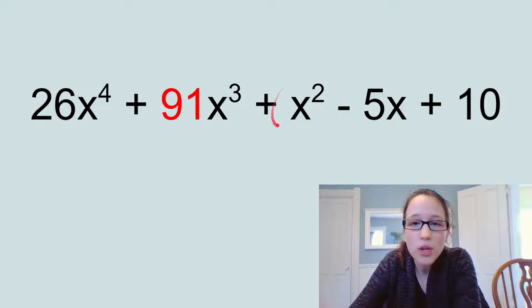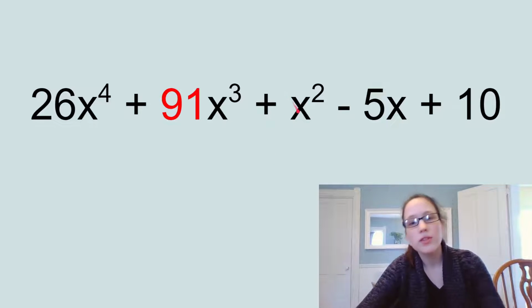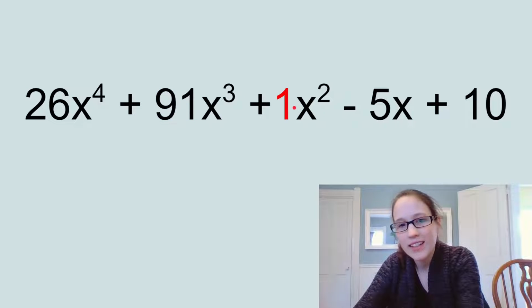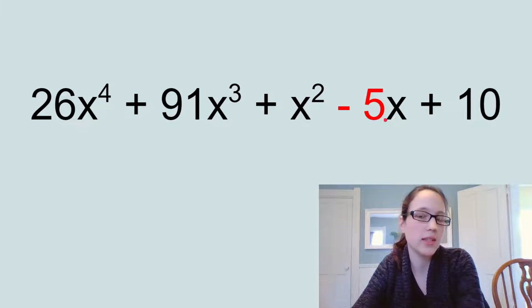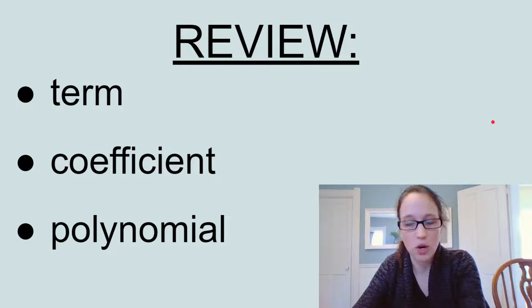On this term, I don't see a number in front of it. So what number is really there? It's a 1. You know that. And then this one is a little bit weird. You might accidentally say 5, but what do you think this coefficient really is? Yeah, it's -5 because of that minus sign. And then this one, even though we don't see a variable here, this 10 still counts as a coefficient for that last term. So coefficient is the number out front. All right, that's what our coefficient is.